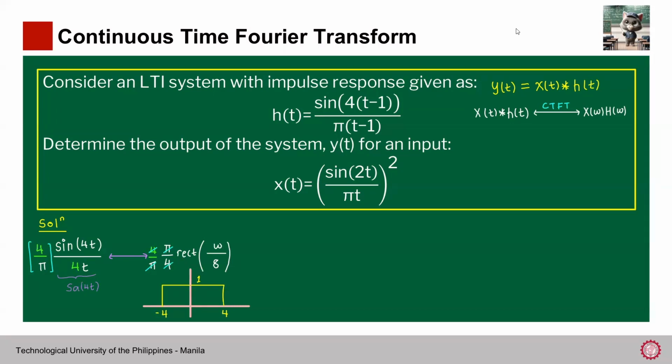But hindi yan yung kailangan natin. Ang kailangan natin, guys, is H of omega. So, what is H of omega? H of omega is the time-shifted version, nung hinanapan natin ng Fourier transform. Kasi ito yung hindi pa time-shifted.